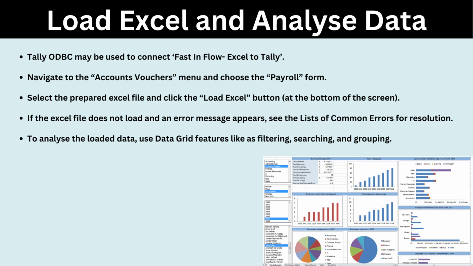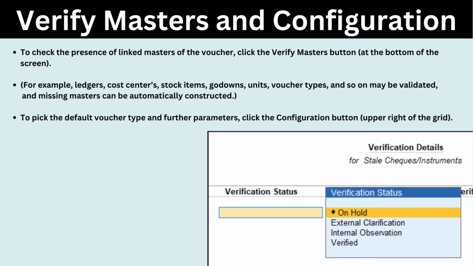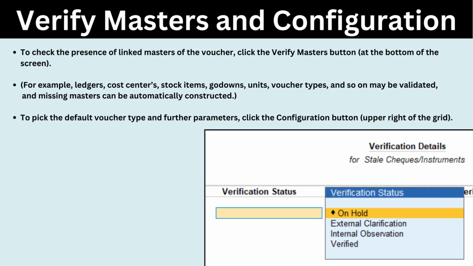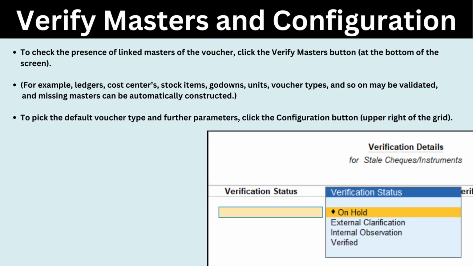To analyze the loaded data, use data grid features such as filtering, searching, and grouping. To check the presence of linked masters of the voucher, click the Verify Masters button at the bottom of the screen. For example, ledgers, cost centers, stock items, godowns, units, voucher types, and so on may be validated, and missing masters can be automatically constructed.